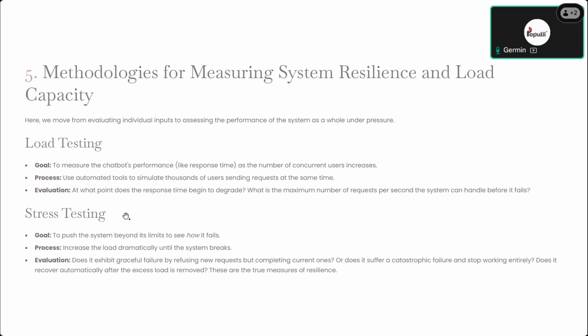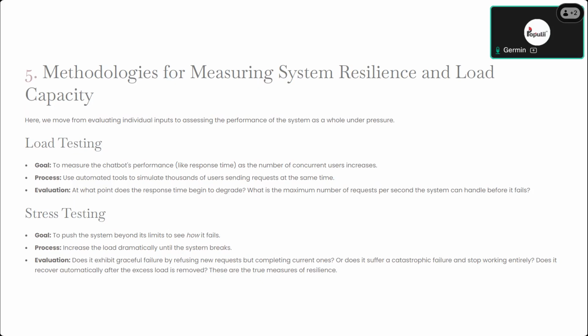And then we evaluate how the system reacts under the extreme pressure. Does it fail gracefully? For example, by temporarily refusing new requests but still completing the ones already in progress? Or does it suffer a catastrophic failure, which is completely freezing or shutting down? And most importantly, does it recover automatically once the overload is removed? That's the ultimate test of true system resilience.